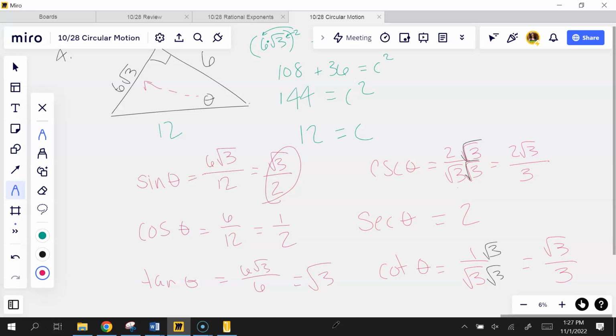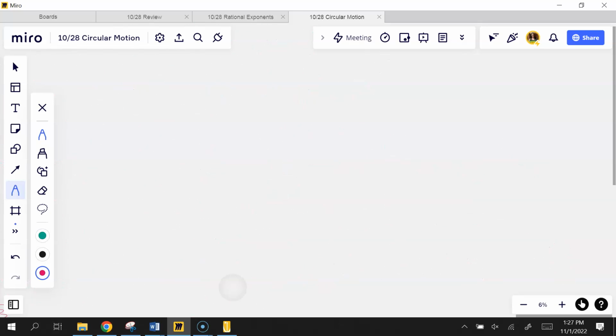All right, let's make it a little bit harder. Flip it over. Oh, you have to make the triangle yourself. Look at number 5. Tangent theta is 7 over 24. And it says, use the given trig function or trig value to find all the remaining function values.